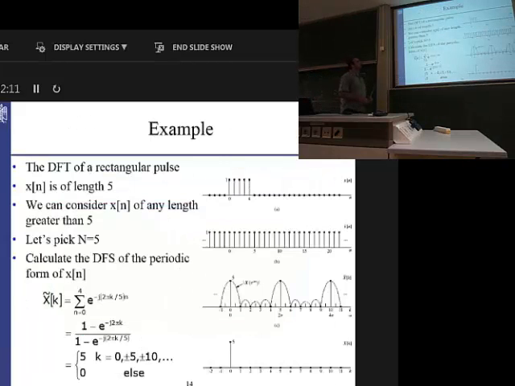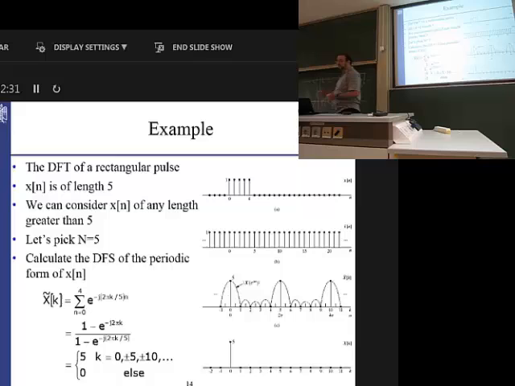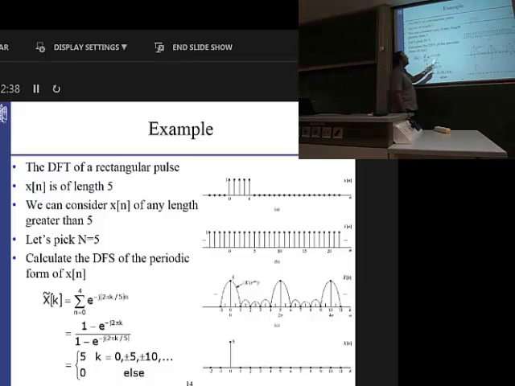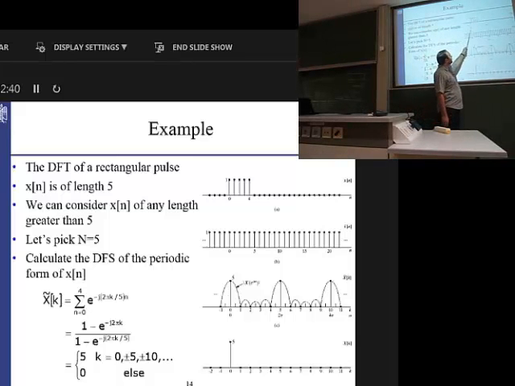But as an example, consider that we have x of n like this. The top graphic is the x of n that has only values from 0 to 4, 5 samples, and assume that all the values are 1. So when we say N should be 5, we take N to be 5. It means that what we're trying to do is making this x of n periodic with a period of 5.